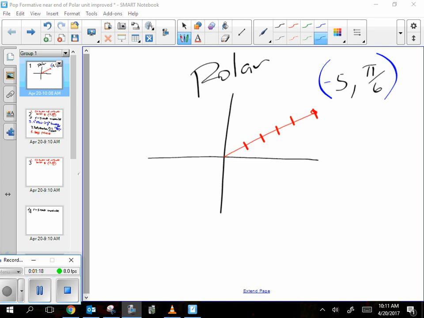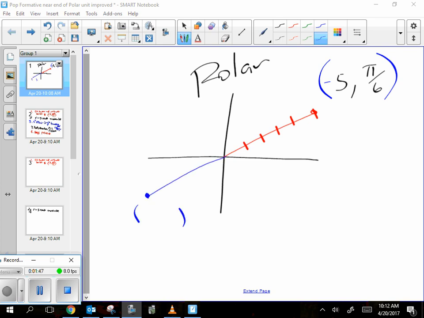Now, what would it have meant if I'd have said I wanted you to find the point negative 5 comma pi over 6? That is in a different place. And this is weird, but you can't graph that because there's no negative lines on polar graph paper. So it's a place, but I wouldn't call it negative 5 comma pi over 6. I hope you know it's down here.